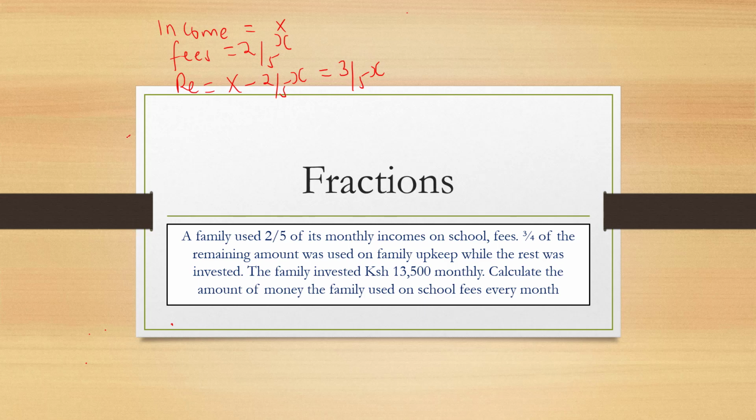So you're told that 3/4 of the remaining amount, which is 3 over 5x, this gives us 9 over 20x. This is for family, while the rest was invested. So we need to know first of all what is the rest, which means we need to add up first what was spent, that is the school fees, which is 2 over 5x, plus the family, which is 9 over 20x, and this will give us the LCM as 20.